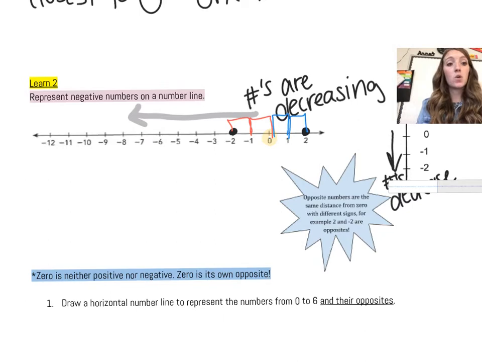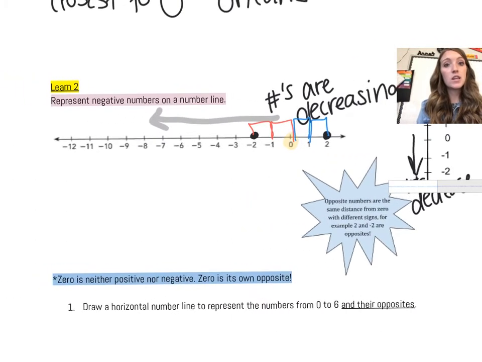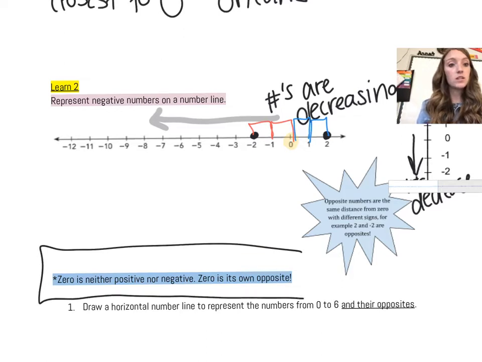One big thing I want us all to pay attention to right here is that 0 is neither positive nor negative. It is its own opposite. 0 means that there's nothing there. So we don't have a positive 0 and a negative 0. 0 is just 0. And we'll see how that comes into play as we start to look at our next example here.